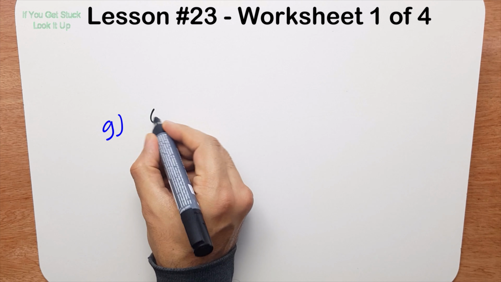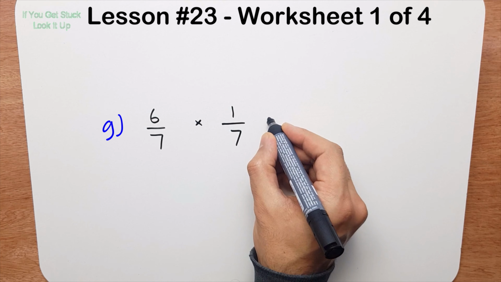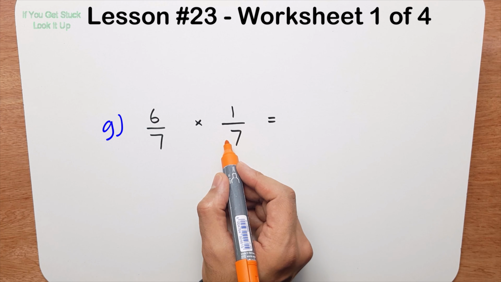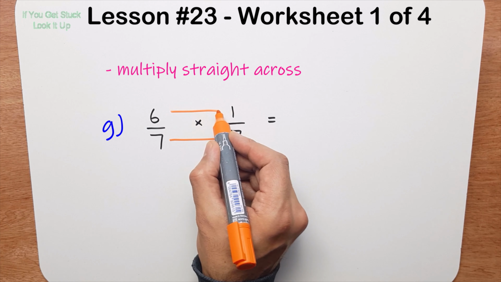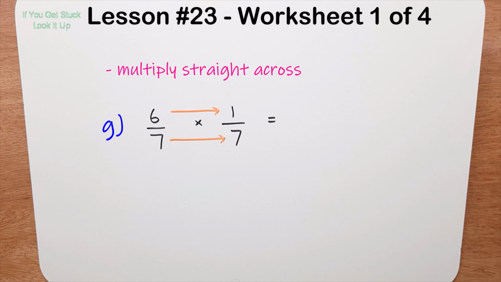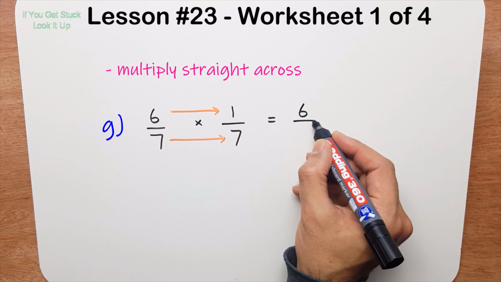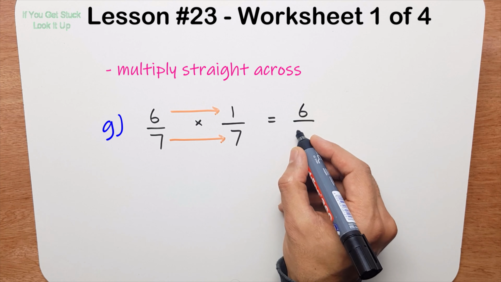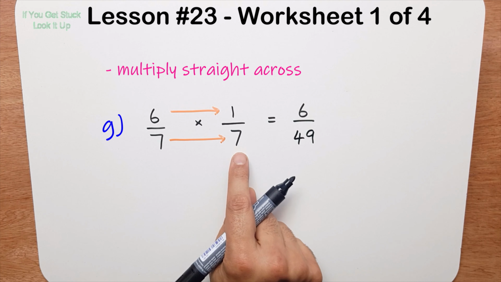My next question is 6/7 times 1/7. When I'm multiplying two fractions, I multiply straight across. So I have 6 times 1, which is 6. 7 times 7 is 49. That's a square number, and that's why it's important to know your times tables. It makes your maths much easier.